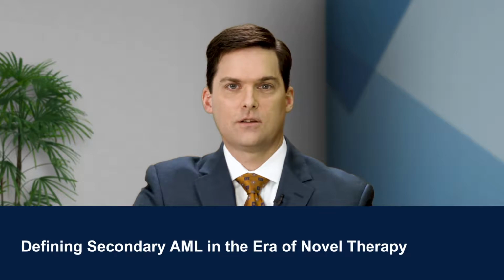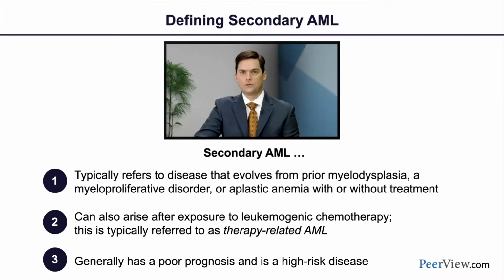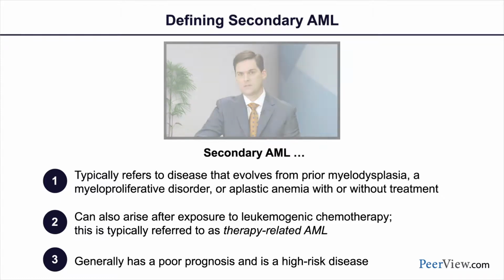But now let's turn to secondary AML, which, as I suggested earlier, can be a very challenging entity to both diagnose and treat. Secondary acute myeloid leukemia typically refers to the disease that evolves from prior myelodysplasia, such as MDS, or myeloproliferative disorders. Secondary AML can also arise after exposure to leukemogenic chemotherapy, and this is typically referred to as therapy-related AML. We'll talk a little bit more about these definitions shortly, but for now, it's important to note that secondary AML as a whole is considered to have a poor prognosis and is a high-risk disease.